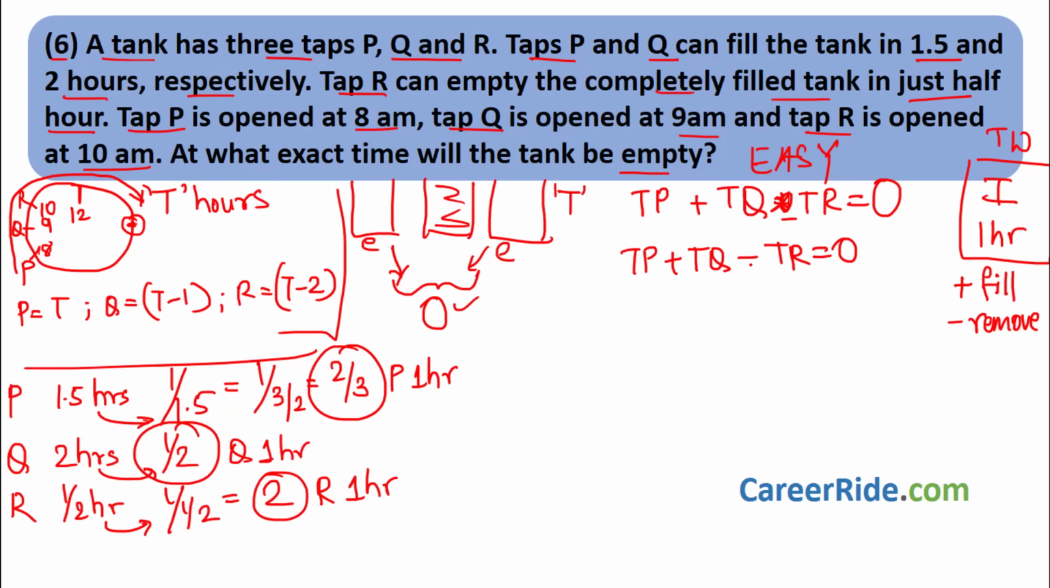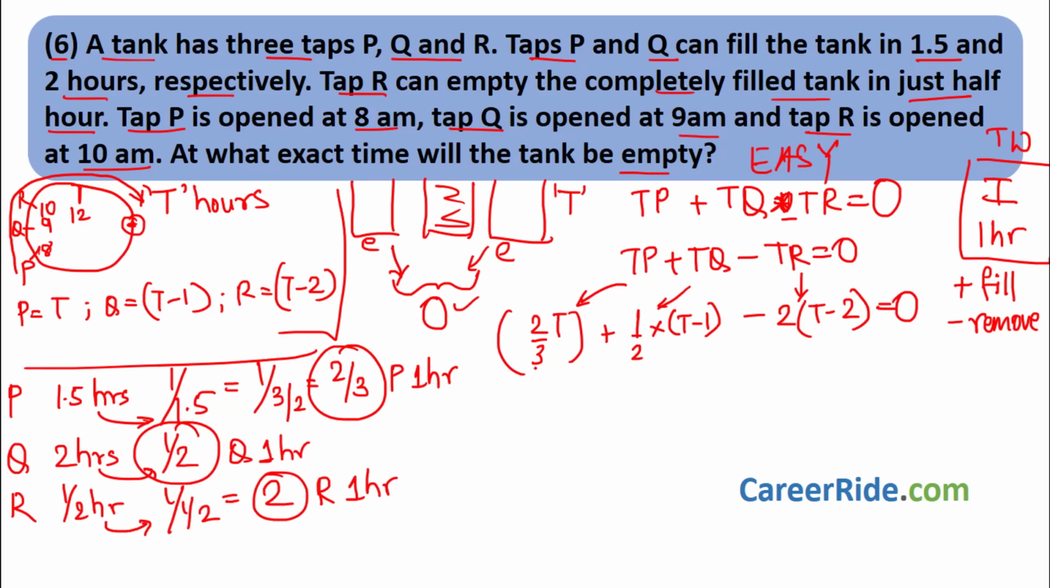How to find the total work of P, Q and R? Very easy. Take a look over here. Total work of P: work done in 1 hour is 2 by 3, multiplied by the amount of time for which P is on, T hours. This is the total work of P. Plus the total work of Q: work done by Q in 1 hour, 1 by 2, multiplied by the amount of time for which Q was on, T minus 1, minus the work done by R in 1 hour, which is 2, for the time for which R was on, T minus 2 hours, equal to 0.